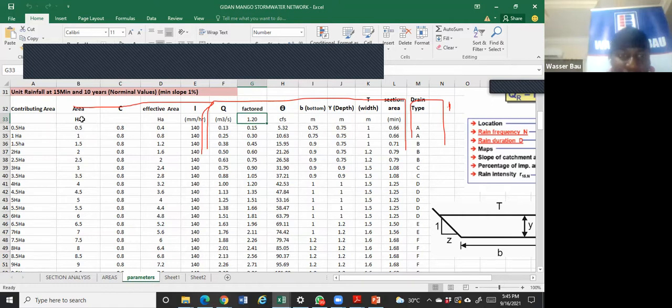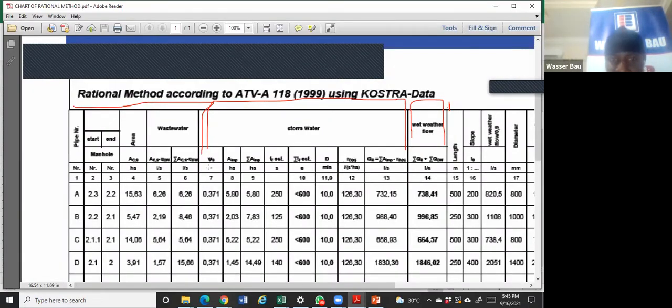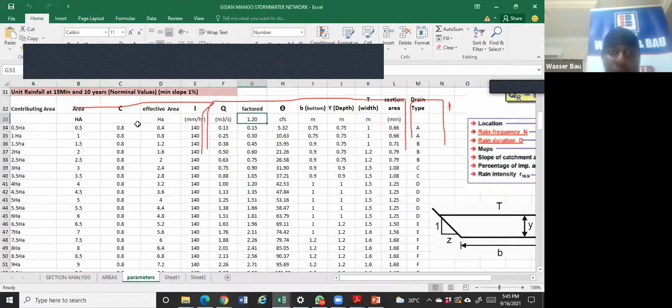Then this is the coefficient of runoff. So in this our table, this is the coefficient of runoff. Look at it here. This is the coefficient of runoff, and I'll tell you how they call this. The coefficient of runoff is 0.37. In this one, we use 0.8. Here we use 0.8.